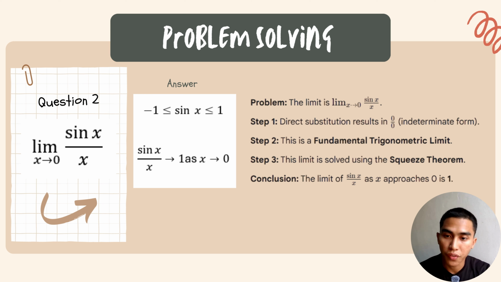Next, we use the fundamental trigonometric limit, which states that sin x divided by x approaches 1 as x approaches 0. To confirm this result, we apply the squeeze theorem, since sin x is always between negative 1 and 1. Therefore, the limit of sin x over x as x approaches 0 is equal to 1.